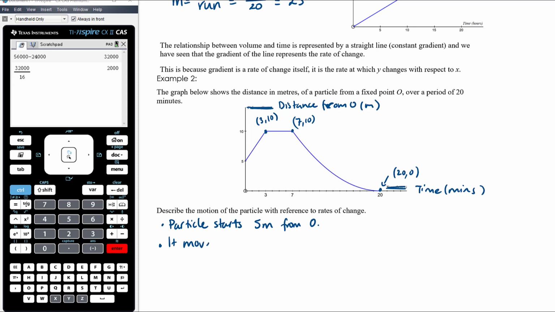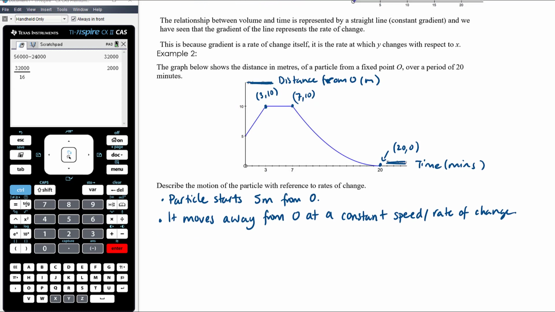It moves away from O because the distance is getting bigger. Moves away from O at a constant rate of change. Constant speed, which in this case we have a special word for rate of change, which is speed, because it's distance over time. So it moves away from O at a constant speed or rate of change.